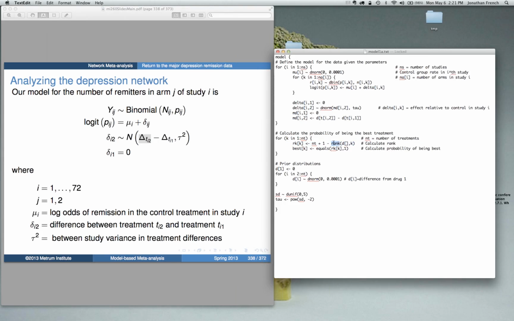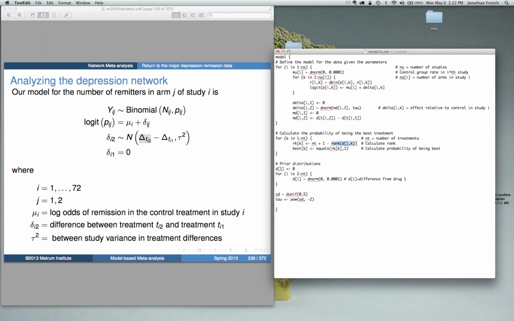To do that, we'll utilize the function in BUGS called rank. What this function does is it takes this vector d, which are our differences from venlafaxine, and it says, give me the rank position, or the number of components of d that are less than or equal to the kth element of d. So this puts 1 being the lowest d, the minimum of the d's, and 9 being the largest of the d's.